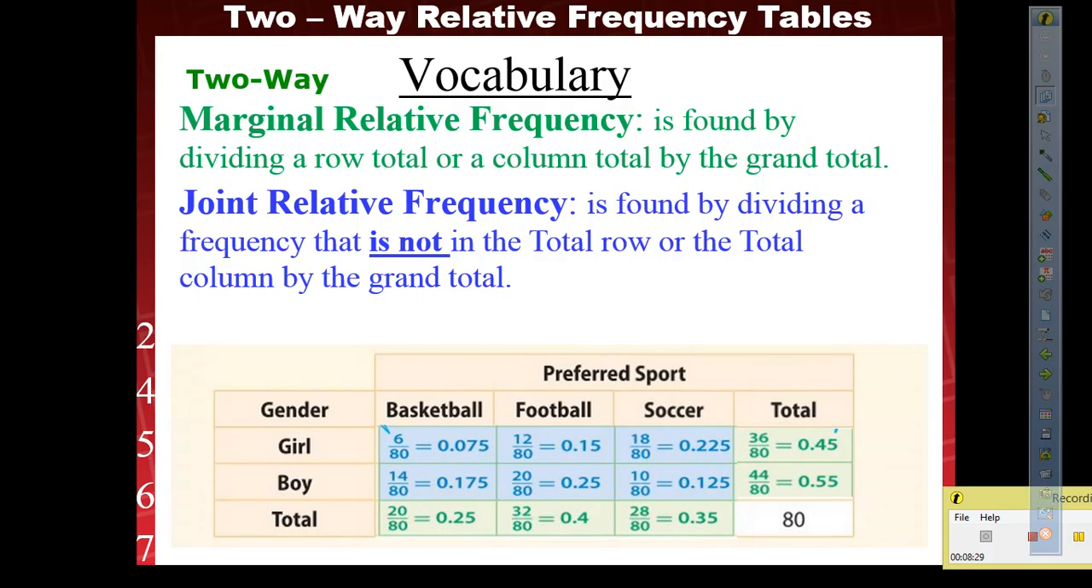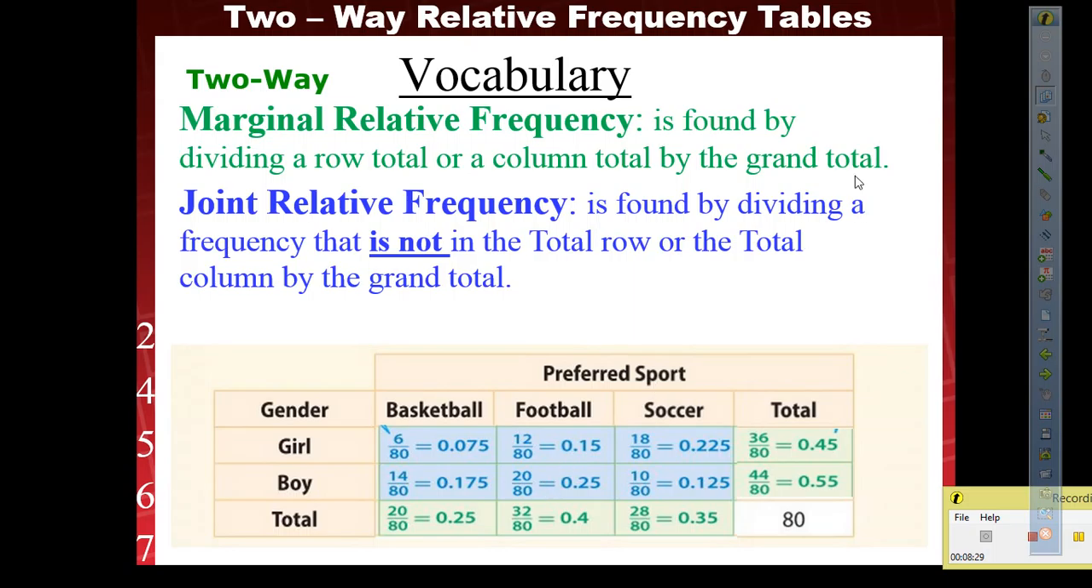Did everybody hear that? To put it in general terms, to find the marginal and the joint relative frequencies, we need to divide by what? By the total. The grand total. Everybody see that? So notice that all of these are divided by the same 80, except they're called different things. The ones at the end are called marginal, and the ones in the center are called joint.